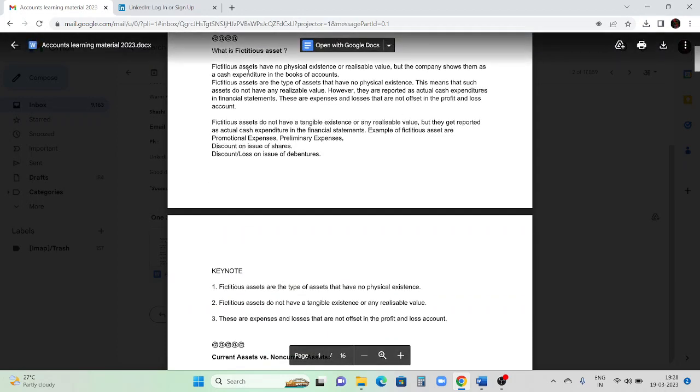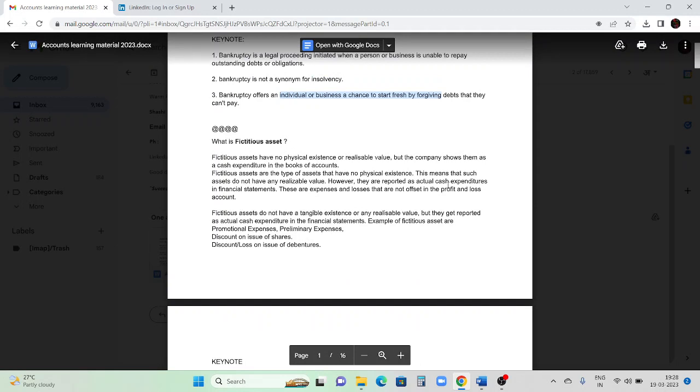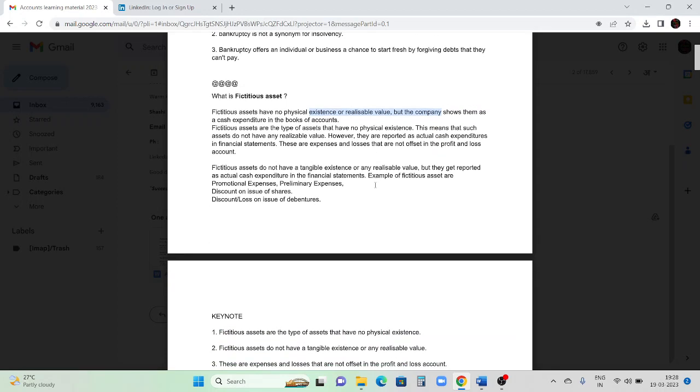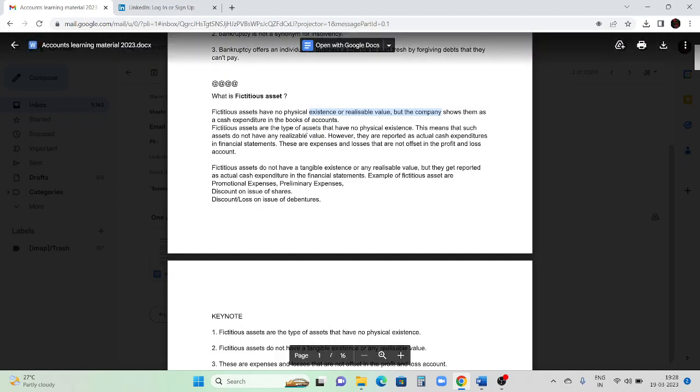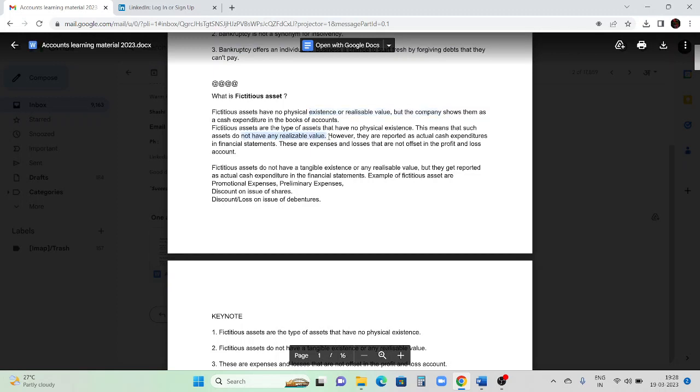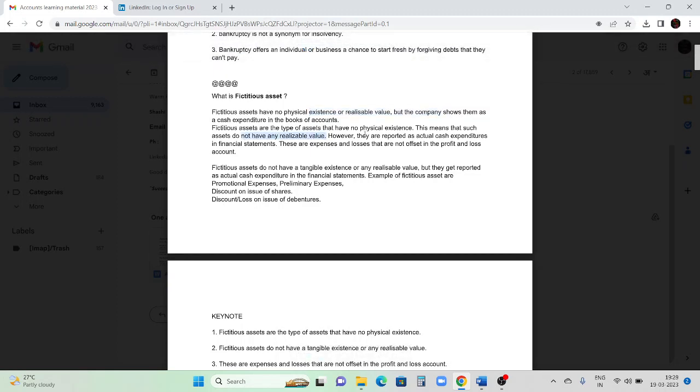Next topic is fictitious assets. They have no physical existence or realizable value, but the company shows them as a cash expenditure in the books of accounts, which cannot be seen. These are the type of assets that have no physical existence. That means such assets do not have any realizable value. However, they are reported as actual cash expenses in the financial statement. These are the expenses and losses that are not offset in the P&L account or profit and loss account.